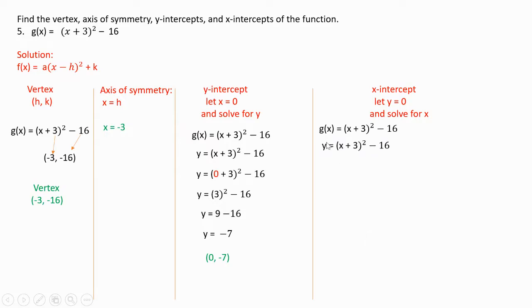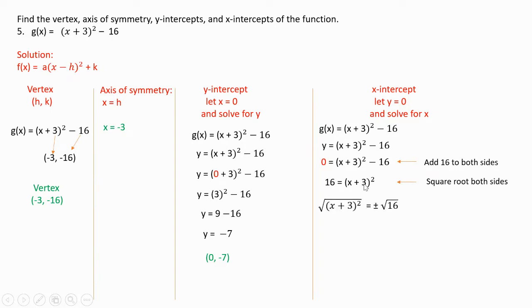So for my x-intercepts, we're going to let y equal 0 and solve for x. This is the same thing as y, so we let y equal 0 and solve for x. I'm going to add 16 to both sides. Then I'm going to take the square root of both sides. But when you take the square root, guys, this becomes positive or negative, when you take an even root. Because the square root is an even root, every time you take an even root, you put positive or negative. If there was an odd root, then you don't have to put the plus or minus.